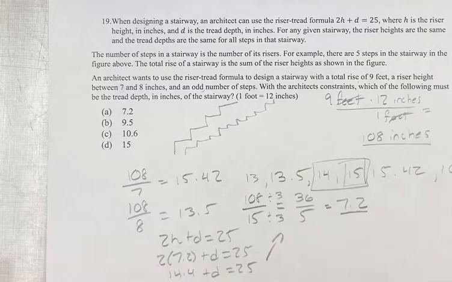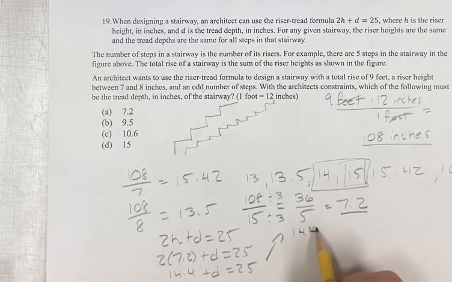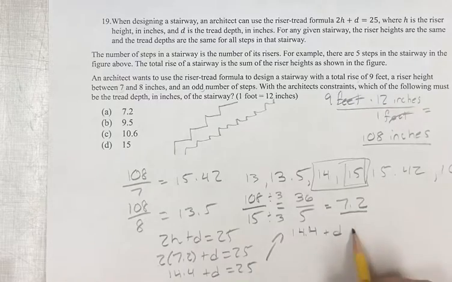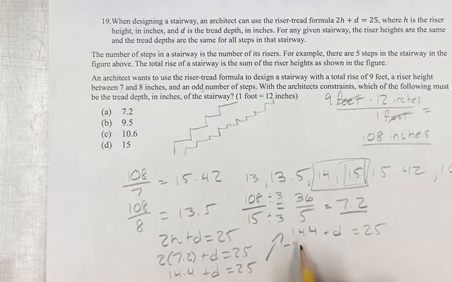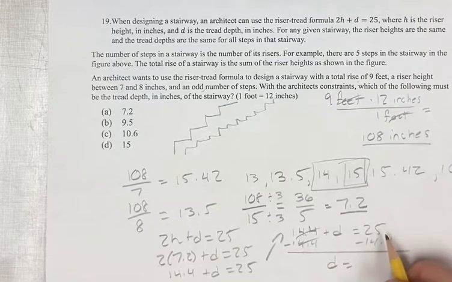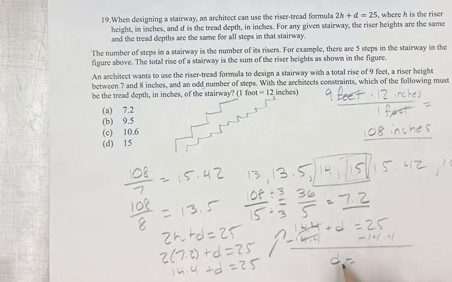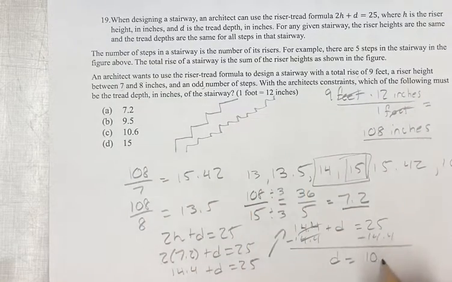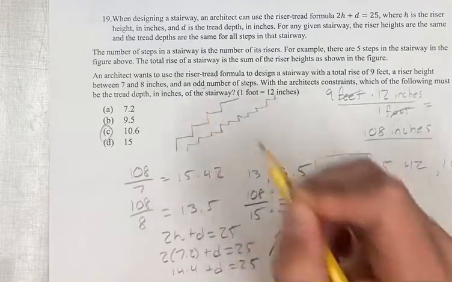Put this up here so we don't run out of room, just rewriting it. 14.4 plus d is equal to 25. If we subtract 14.4 from both sides, these cancel and you get d is equal to 25 minus 14.4. So our depth of each stair is going to be 10.6 inches, which means C is going to be your final answer.